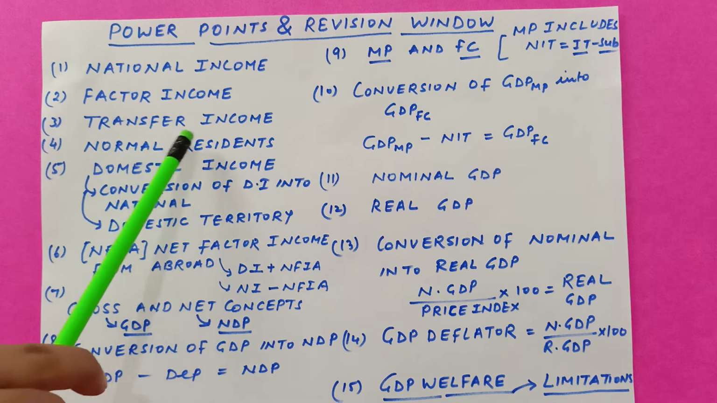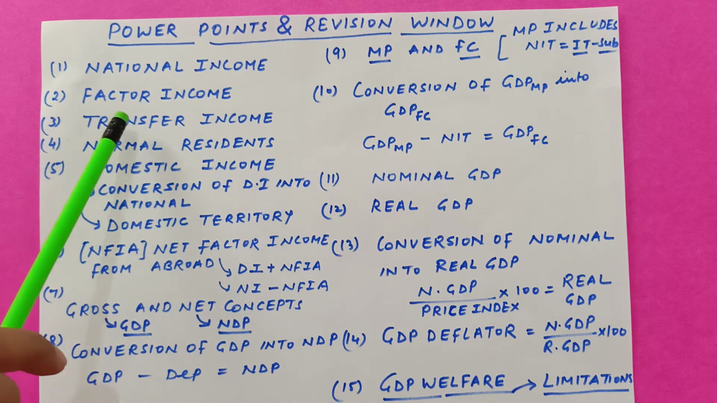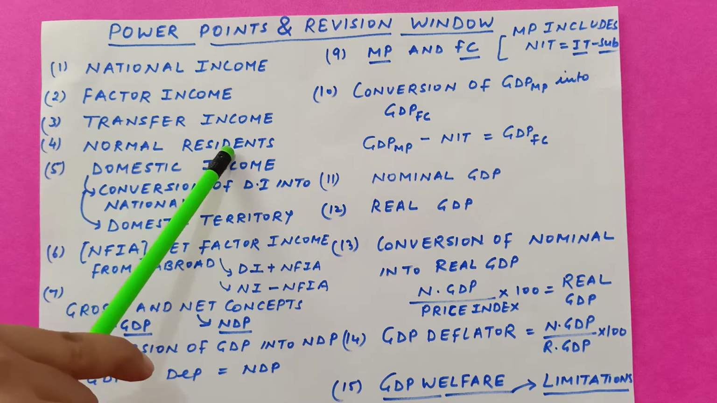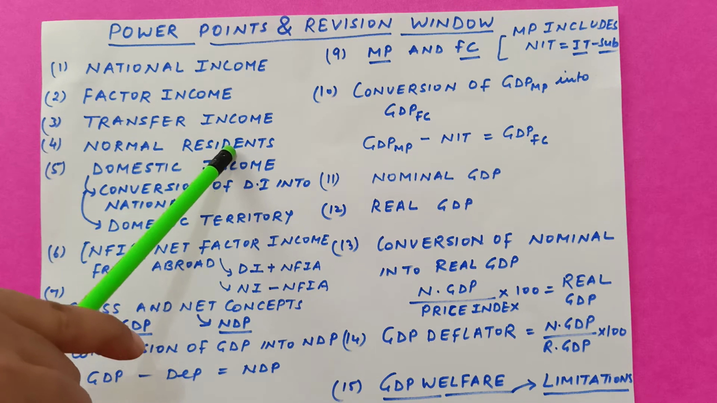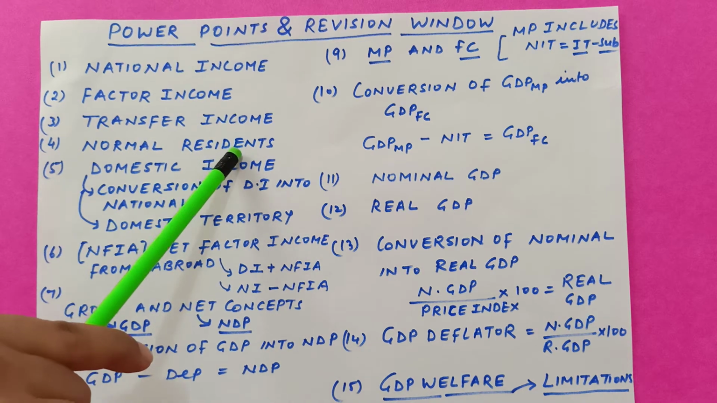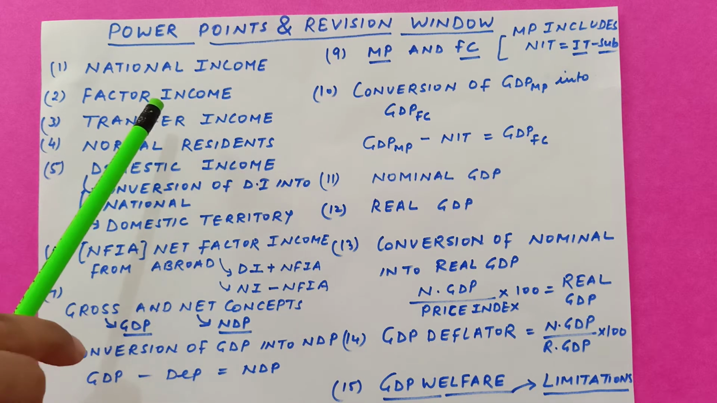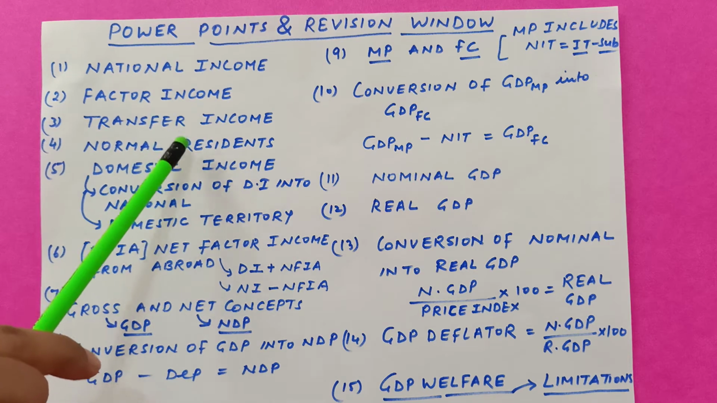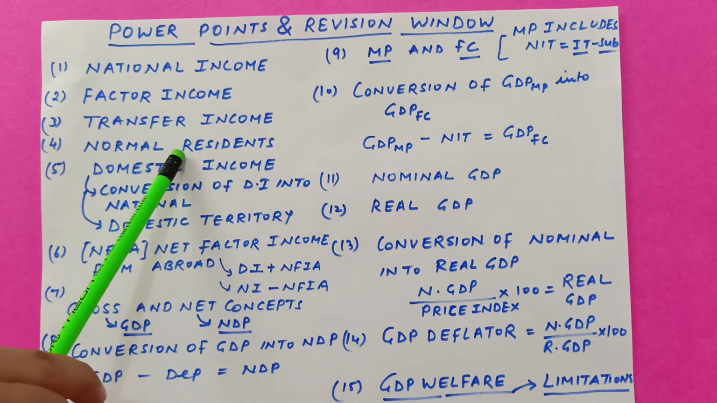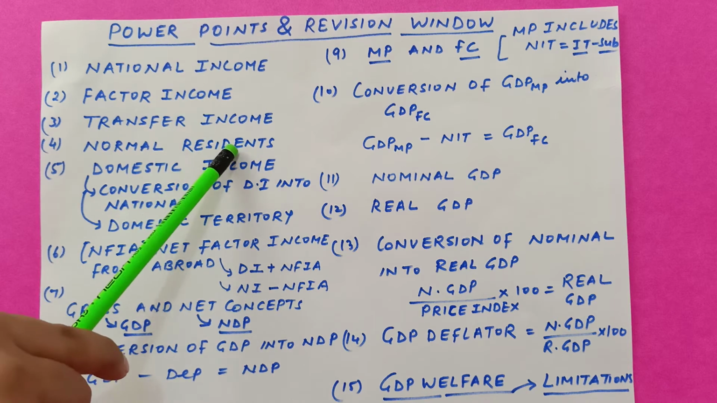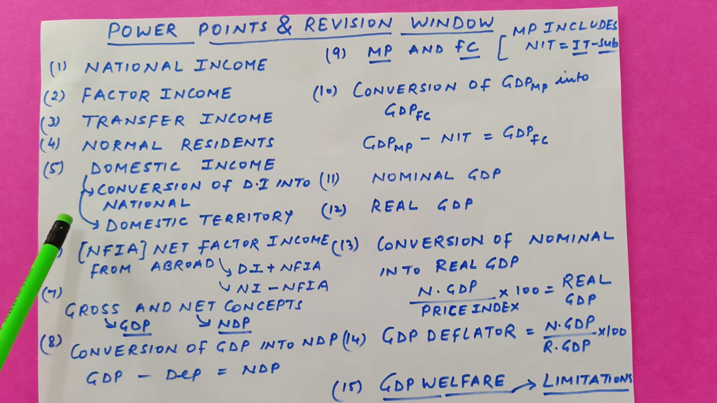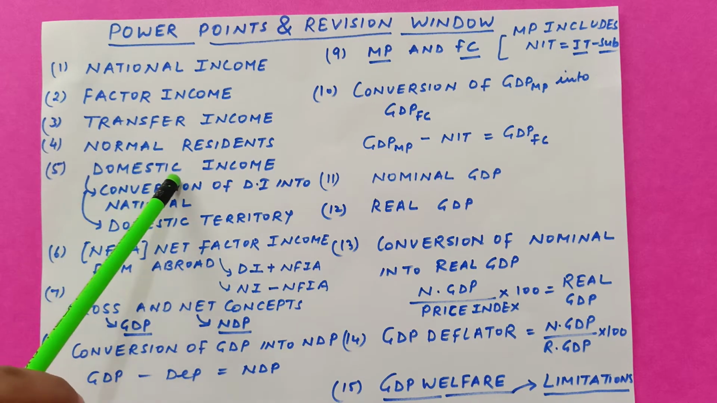Now come to normal residents. Normal residents of a country are the people who normally reside in the country concerned and whose center of economic interest lies in that country. He has stayed in that country for more than 1 year and his economic interest should lie in that country. Now come to domestic income.